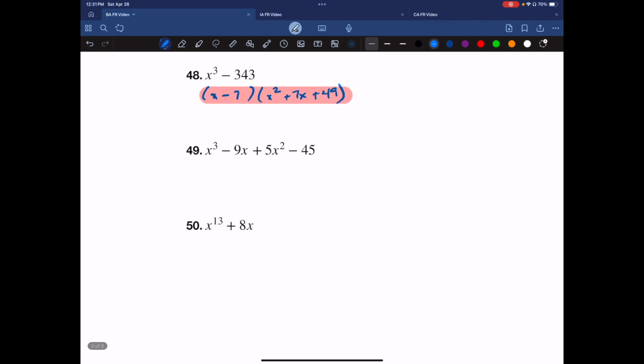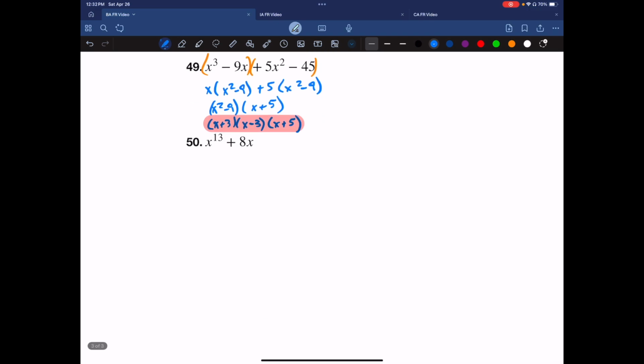On 49, you're going to factor by grouping because you got 4 terms. All right, so first of all, I'm going to take out an x. That's going to leave me with x squared minus 9. I'm going to take out a 5. That's also going to leave me with x squared minus 9. So I'll pull the x squared minus 9 out. And I have x plus 5. But x squared minus 9 is the difference of 2 squares. So this is going to be x plus 3, x minus 3, and then I'll bring down the x plus 5. And there you go.